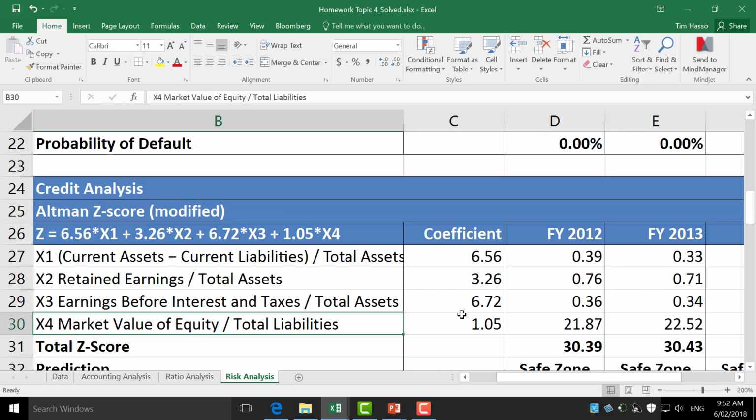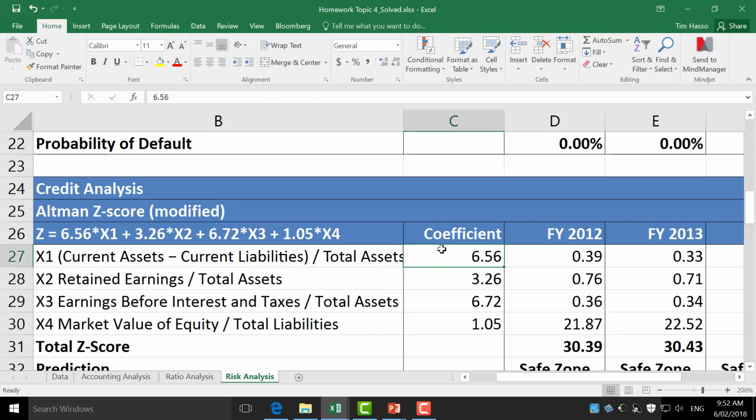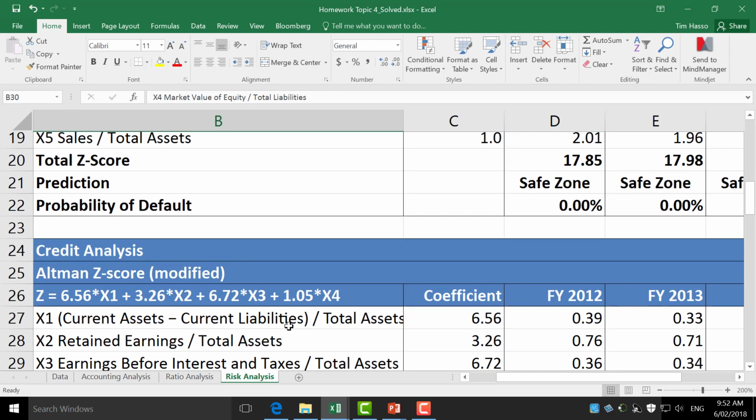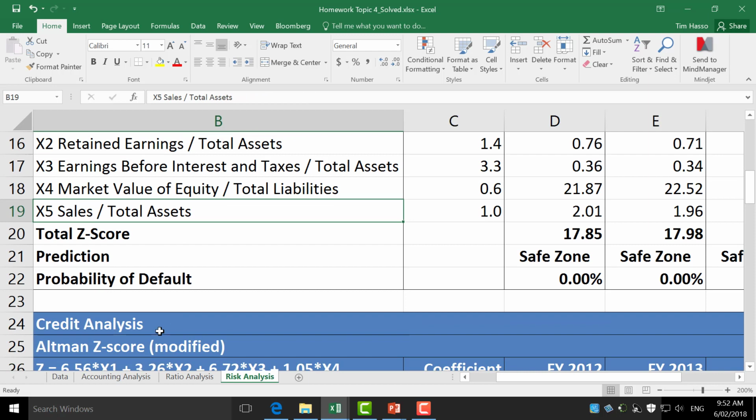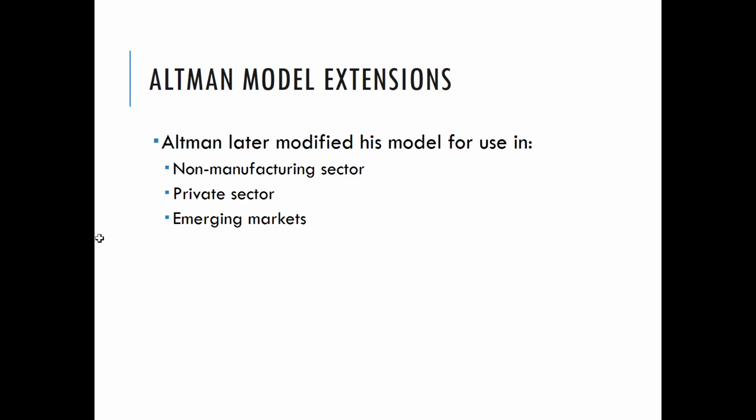When you drop a variable and you estimate the regression again, you get different coefficients. That explains why the coefficients are different. But the variables are exactly the same, with the exception of the fifth one, which is sales divided by total assets, which is not in this model. Are you guys completely confused or no? Pretty straightforward. Just using a bunch of ratios to try to predict bankruptcy. That's all it does. Better than nothing, but not perfect.